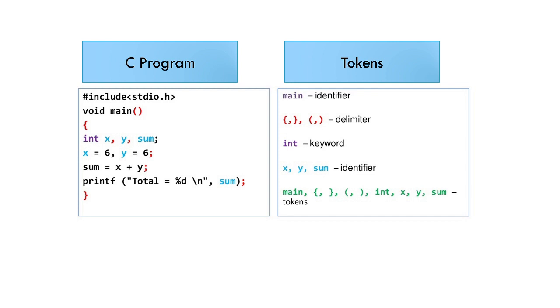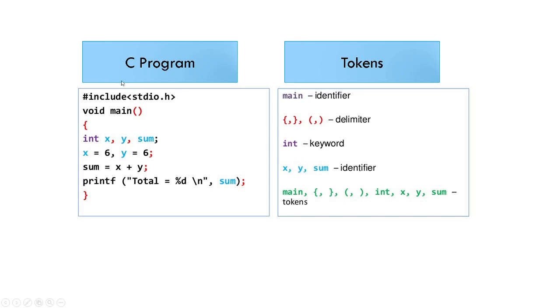For example, we have written a small C program which basically prints the sum of two numbers x and y. So how did we construct the C program? We use tokens. This main is a token. This parenthesis is also a token. These curly braces are also a token. And this int, x, y, sum, these are all tokens. So we used all these tokens to build a C program.